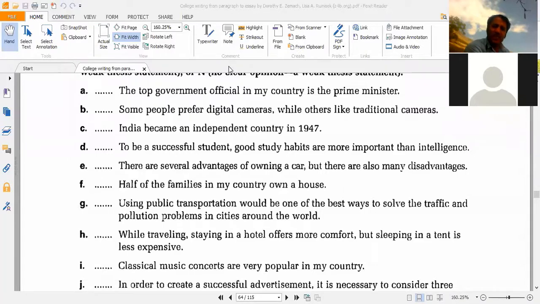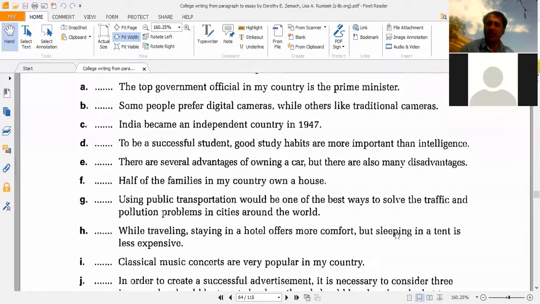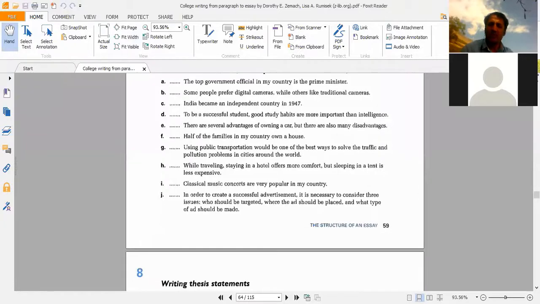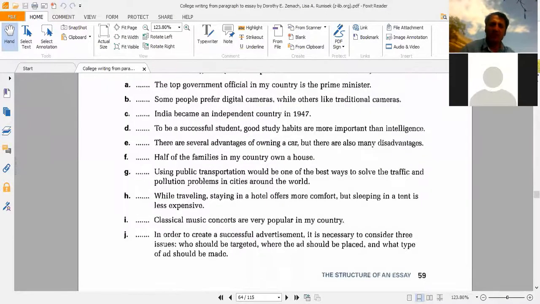Now, D, to be a successful student, good study habits are more important than intelligence. So, what do you think? Can it be a kind of thesis statement or not? So this is, yes, it needs explanation. Now, good habits are more important than intelligence. Now, you will have to support either good study habits or intelligence.